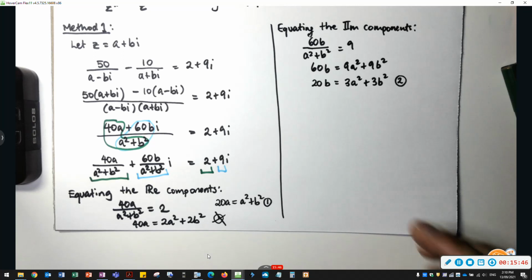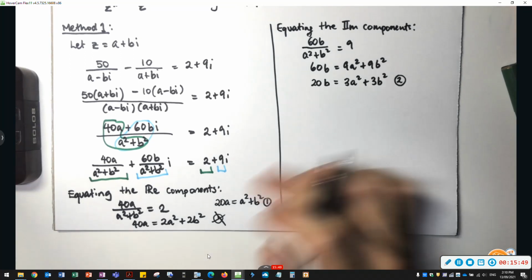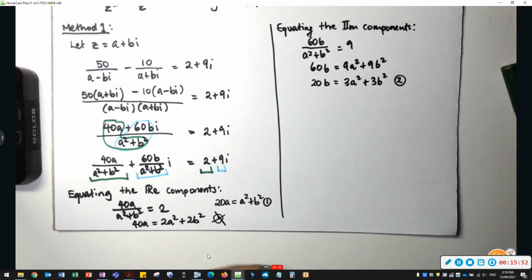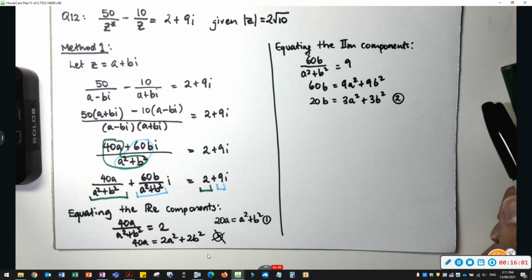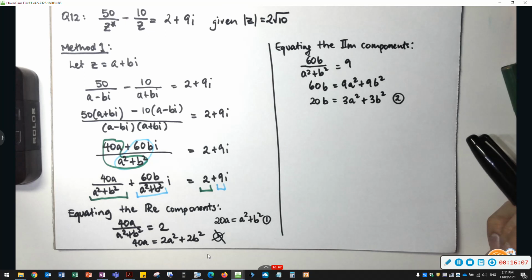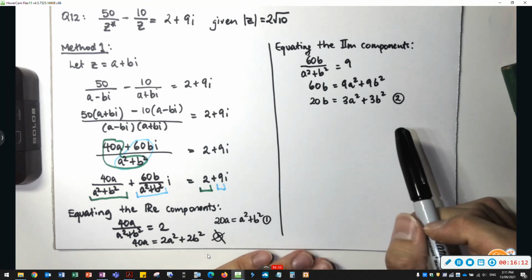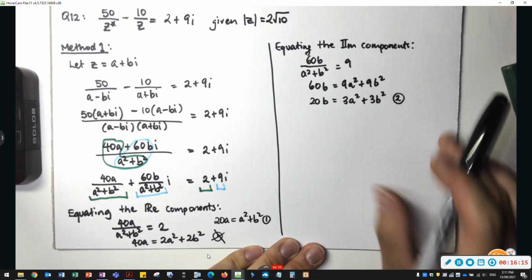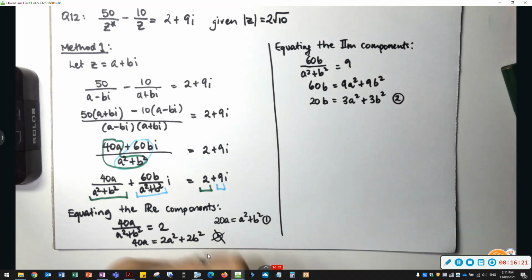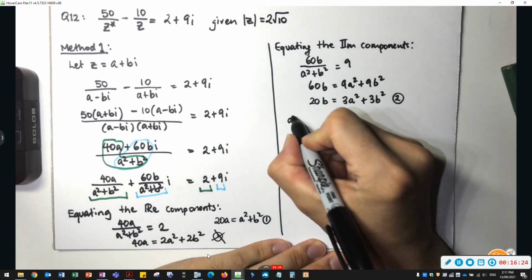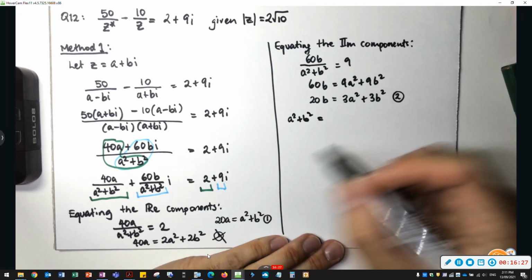Okay, so I could substitute one into the other to get the a and the b value, but I haven't used the information here, given modulus of z equals 2 root 10. Let's just see what happens if we don't use it, because we should be able to continue with this question. So I can figure out a relationship. You notice a squared plus b squared in both.